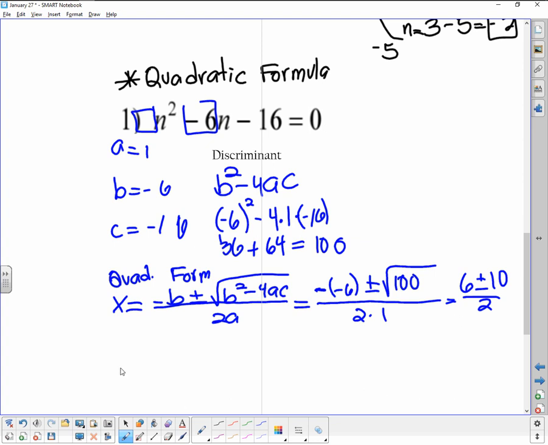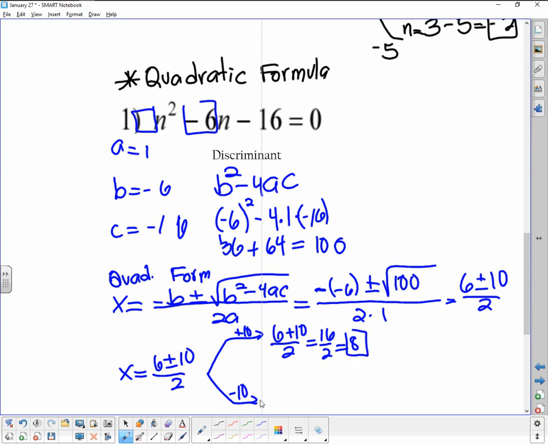Now, I cannot simplify that because of a plus or minus 10. So what I have to do to simplify this, I have to look at 2 different cases. Case number 1, what would the answer be if we had positive 10? And case number 2, what would the answer be if we had -10? So we have 6 plus 10 divided by 2. 6 plus 10 will give me 16. Divide by 2, and that'll give you 8.